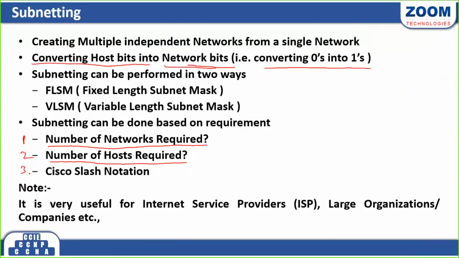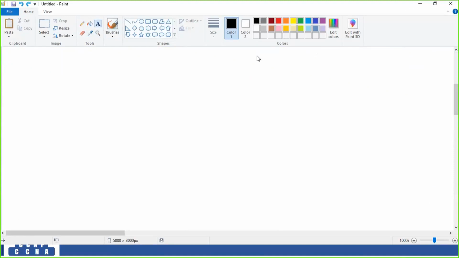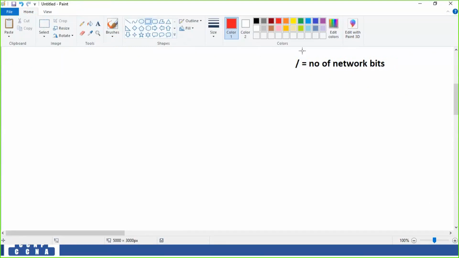So next point about Cisco slash notation. When you are practicing static routing, in the routing table, have you seen /8, /16, /24 values? You'll get to know what exactly that is. Slash indicates the number of network bits. That's all. Just remember this important point. Slash indicates what? Number of network bits.